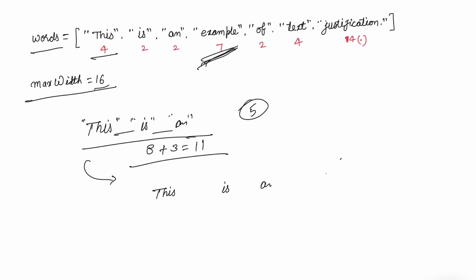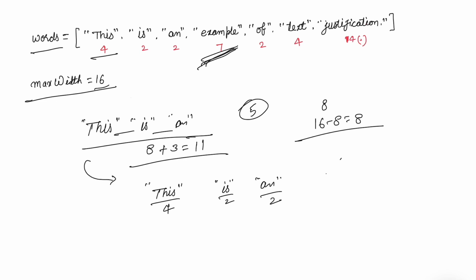I am not taking spaces. How many spaces will be there? Okay, now see how many spaces should be there. So total length is 16, and 8 characters are already present. So for spaces there will be 16 minus 8, so 8 spaces can be there.